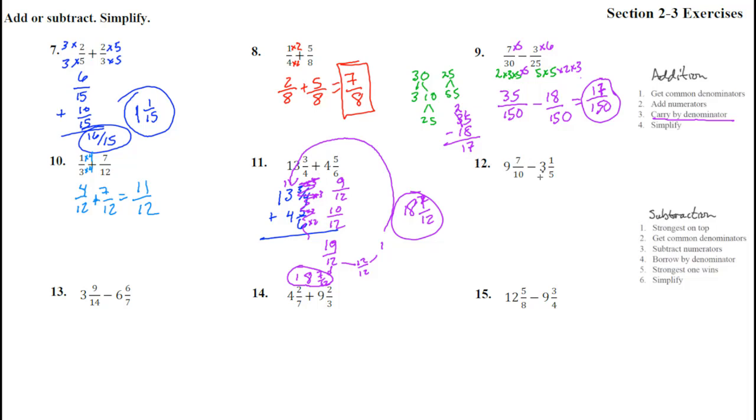Number 12, 9 and 7/10. We'll put it up here so we have a little bit more room to work. 9 and 7/10, subtract 3 and 1/5. We need a common denominator. So the strongest one is on top. It's positive. Good. Now we got to get common denominators. 5 goes into 10. So that's good to note. We can just times by 2 down here, and we get 2 tenths. 7 tenths is already in tenths. So let's scribble those guys out.